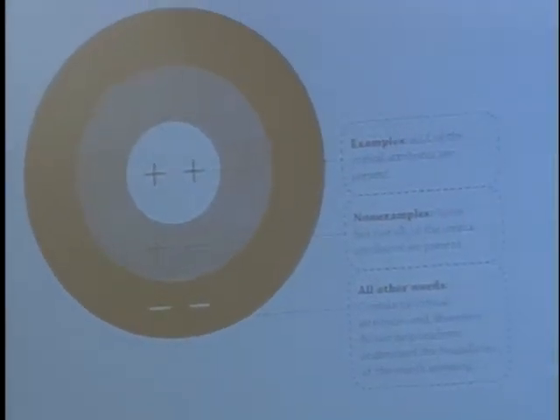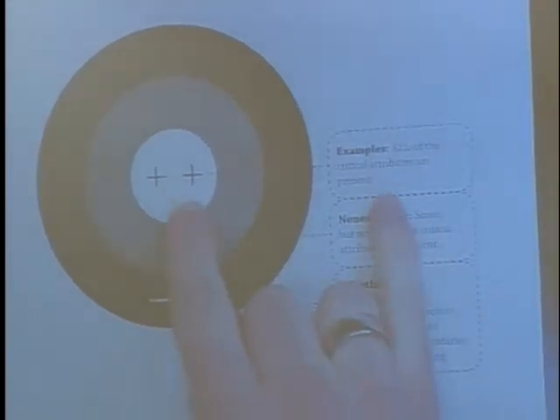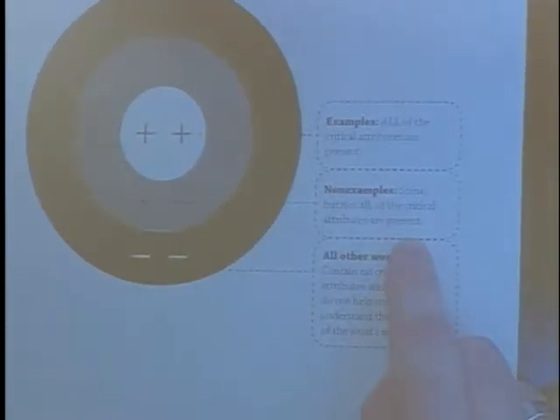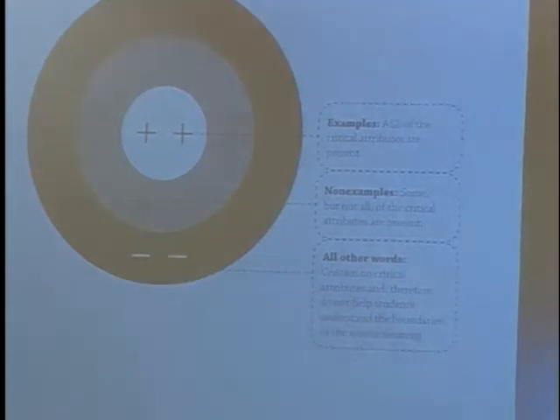So let me show you this little visual, okay? Right here in the center of the circle, those are examples. And in an example, all of the critical attributes are present. Now, when I say critical attributes, I'm talking about parts of the definition, parts of the student-friendly definition, okay? In a non-example, they have a positive and a negative sign here because you might have some of the critical attributes, but not all of them.